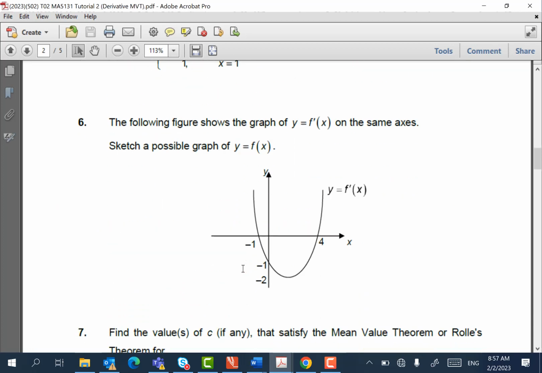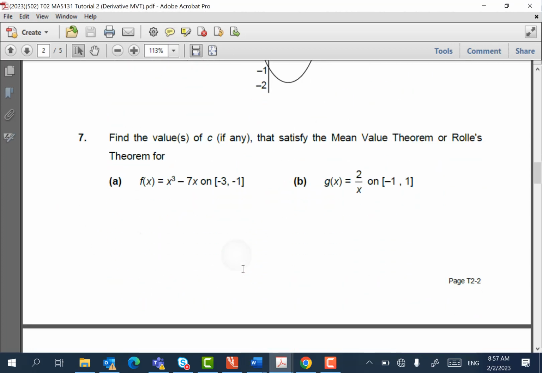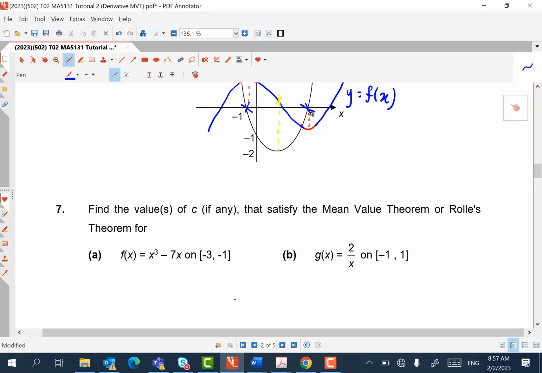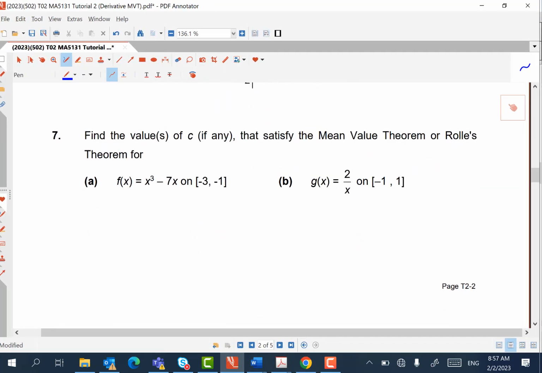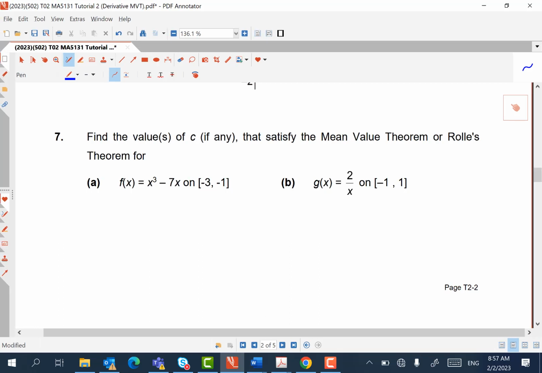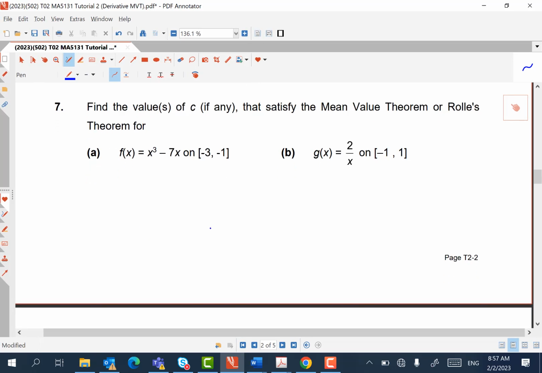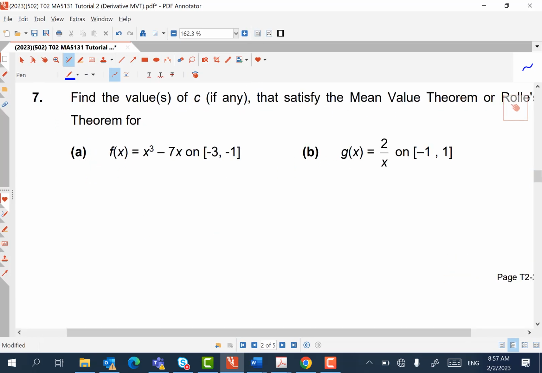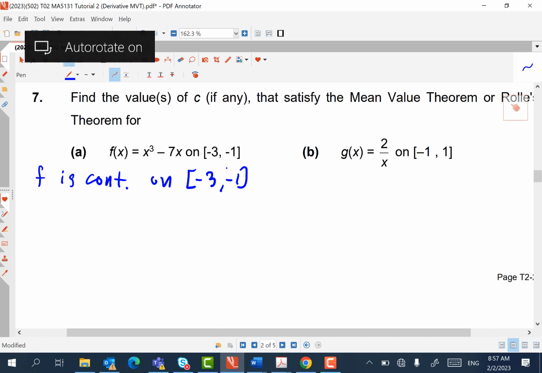Question 7 now. Okay, we're on to question 7. Shall we do question 7? For question 7, first and foremost, you want to establish that function f is continuous on the closed interval. Why is it continuous on the closed interval?